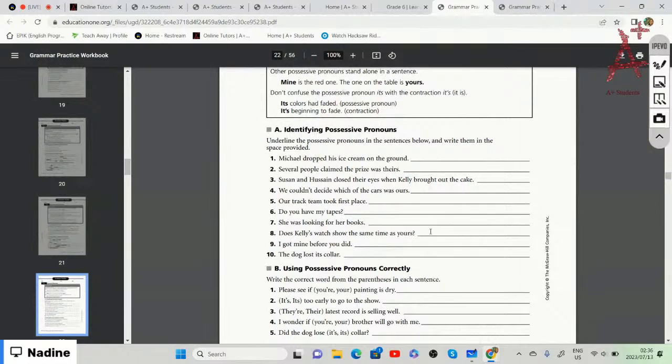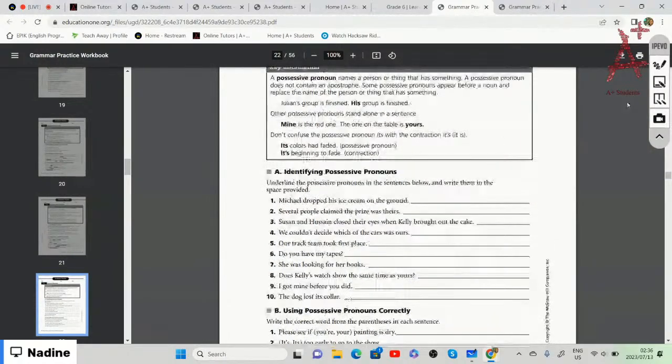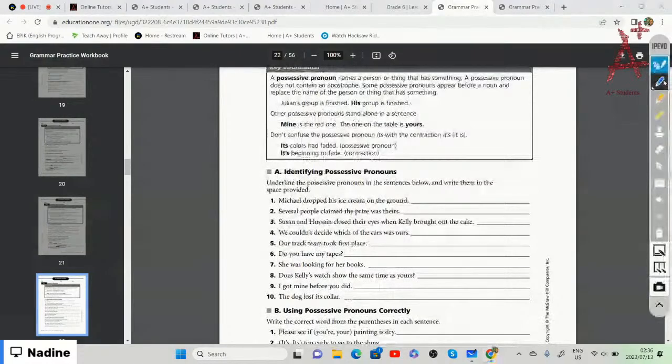All right, so if we must identify one of the pronouns, then we can identify "his," right? Because Michael dropped his ice cream on the ground. It belongs to Michael. It's his ice cream, right? Several people claimed the prize was theirs, right? They claimed that it belonged to them. So if it belongs to them, then we can say it was theirs.